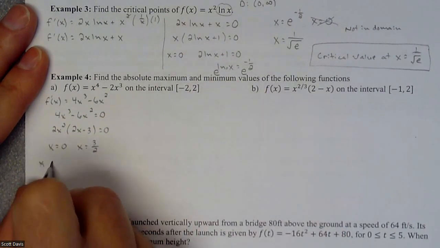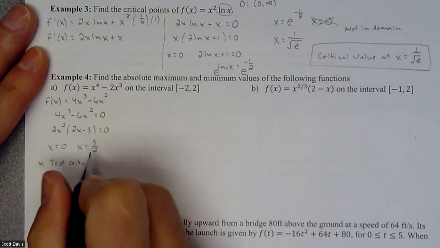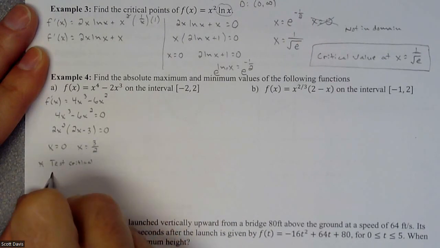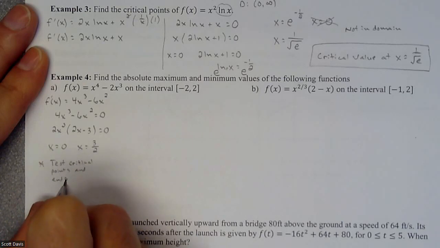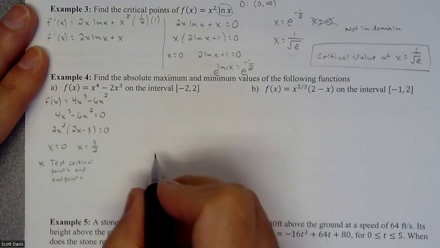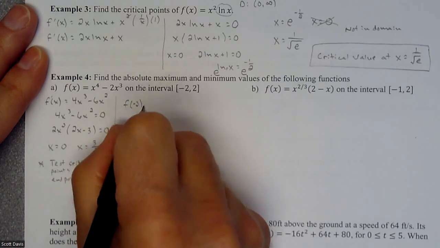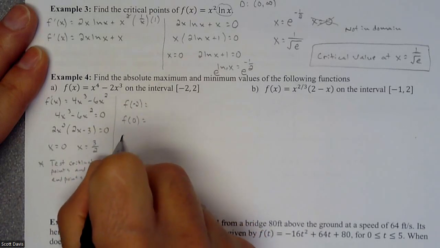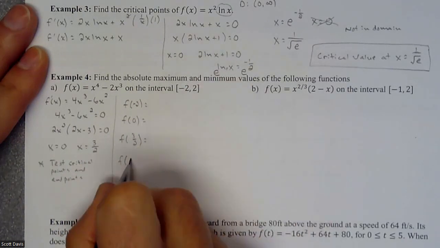So we're going to test the critical points and endpoints. Okay, so we're looking at f of -2, and then I have f of 0, and then I have f of 3 halves, and then I have f of 2.